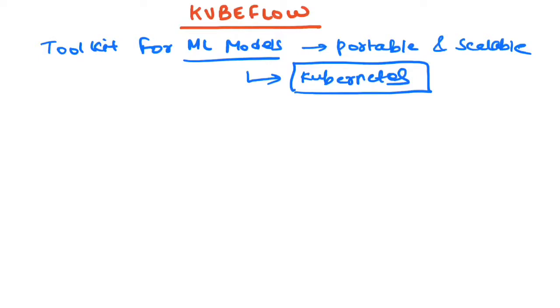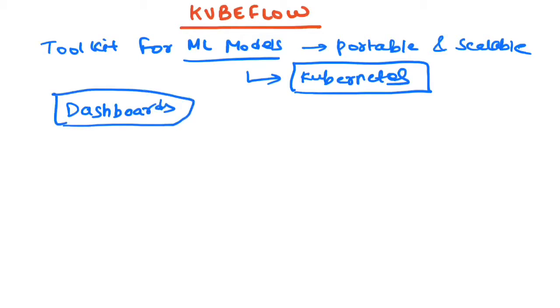Now, in terms of components, it offers different types of components. Let's say the first component would be dashboards. A dashboard is something where you can visualize or track everything related to your machine learning models. It's a user interface where you can view different experiments, your model files, your tracking, and how it's being deployed. So everything you can track using the Kubeflow dashboards.